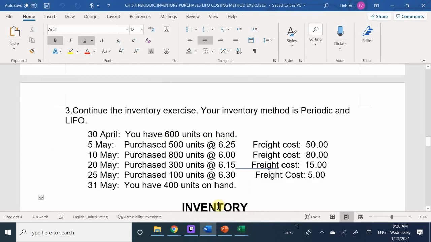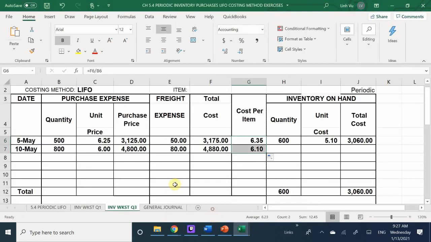And then now let's go ahead and see what happened next. On May 20th, we purchased 300 units at $6.15 with a freight cost of 15. So May 20th, we purchased 300 units at $6.15 with a freight of 15.